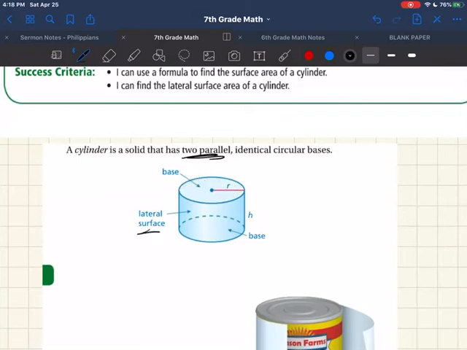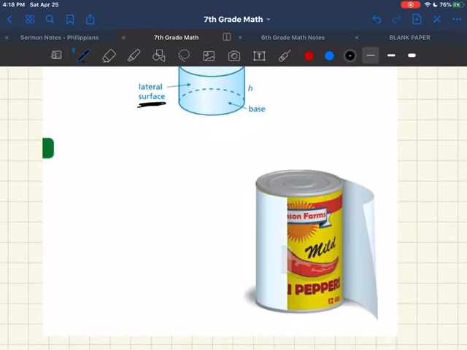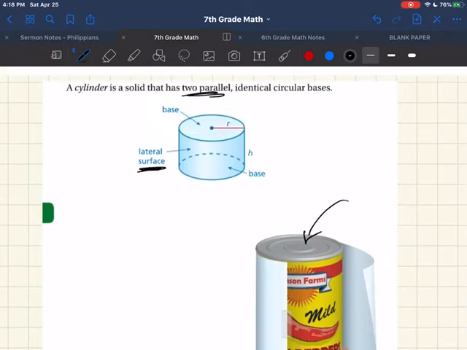As you see, we also have a lateral, there's that word again, lateral surface. So it is what wraps around it. I actually put this can in here so that we could look. The lateral surface is the wrapper that goes around the can, not including the top. So if you were trying to figure out the surface area, this is a real world example, of what to wrap around the outside of the can, like a label, you would use lateral surface area versus total surface area.